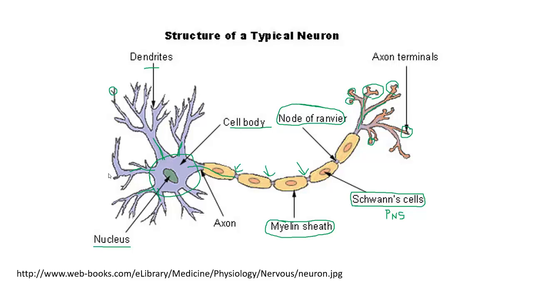So a graded potential is an electrical impulse that goes over the dendrite and over the cell body. So it takes this path. It goes a short distance over the dendrite and over the cell body.